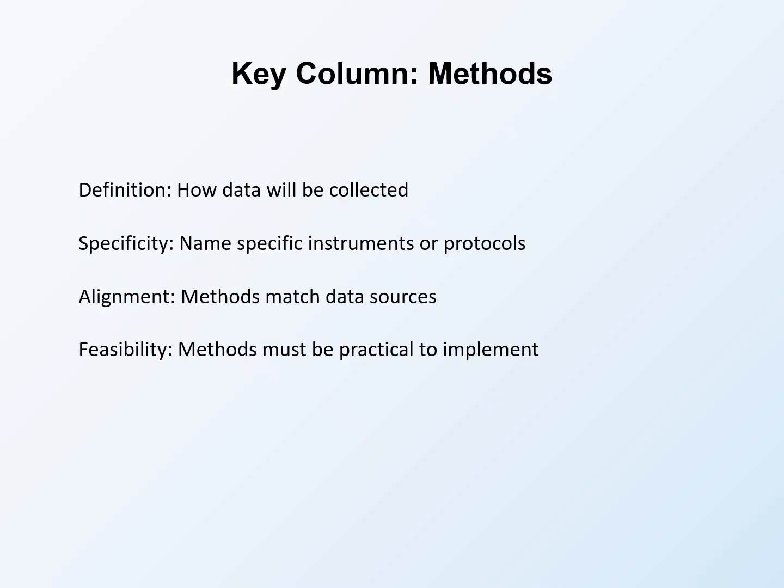Sampling approach for each method should be indicated. Who participates in surveys versus interviews? How are participants selected? Sample sizes should be justified. Method limitations should be acknowledged where relevant. No method is perfect. Reviewers appreciate acknowledgement of limitations paired with explanation of why the approach remains appropriate.